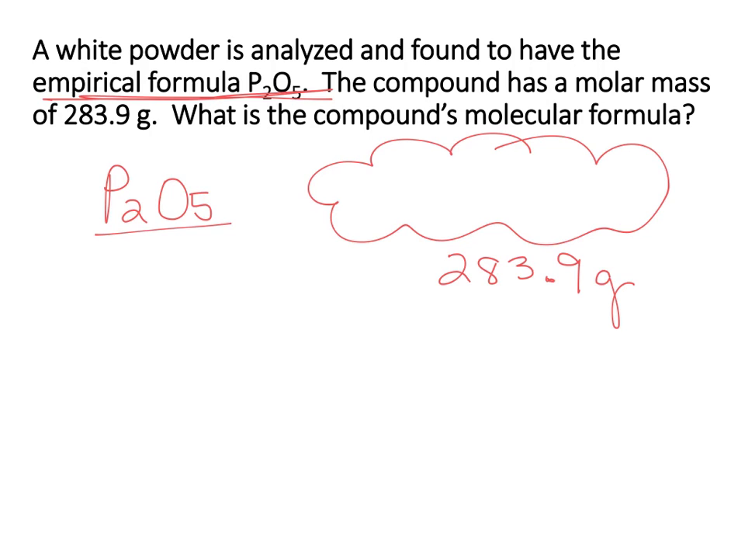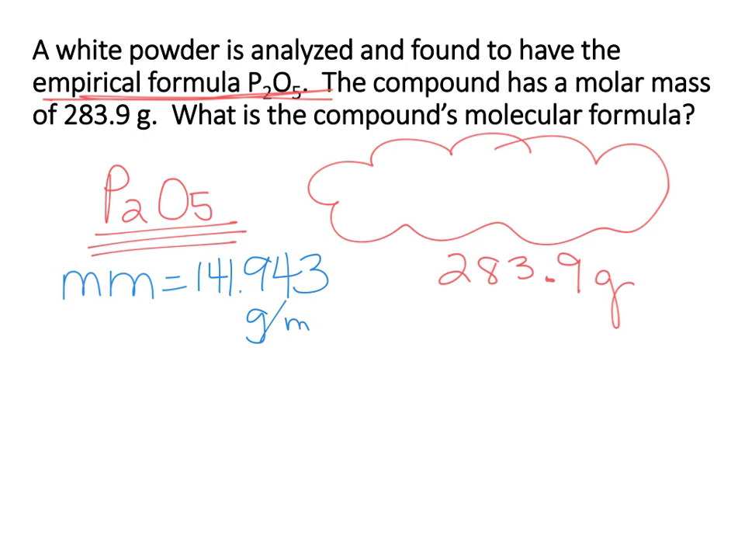Well, there's a possibility that it could be dihydrogen pentoxide. We have to analyze to see. And the way we do that is finding the molar mass for this guy. So when I add up the molar mass for diphosphorus pentoxide, I get 141.943 grams per mole. Well, when I compare this number to this number, obviously they're not the same. Some of you have a ton of common sense and you can automatically see what we're going to have to do to get from 141 to 283.